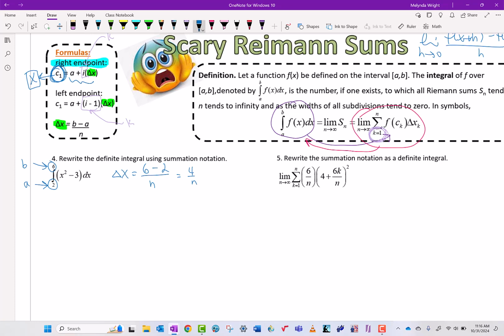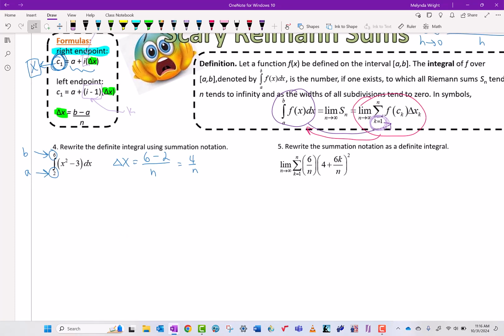Making progress. All right, so let's start writing. So this is the regular integral. We're going to use its definition. Let's start writing this kind of weird thing. So they all start with limit as n goes to infinity.